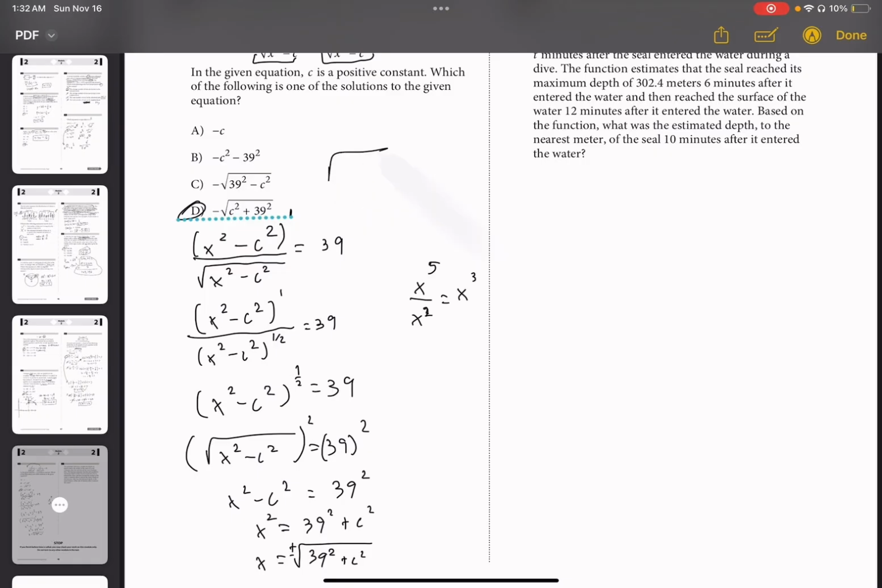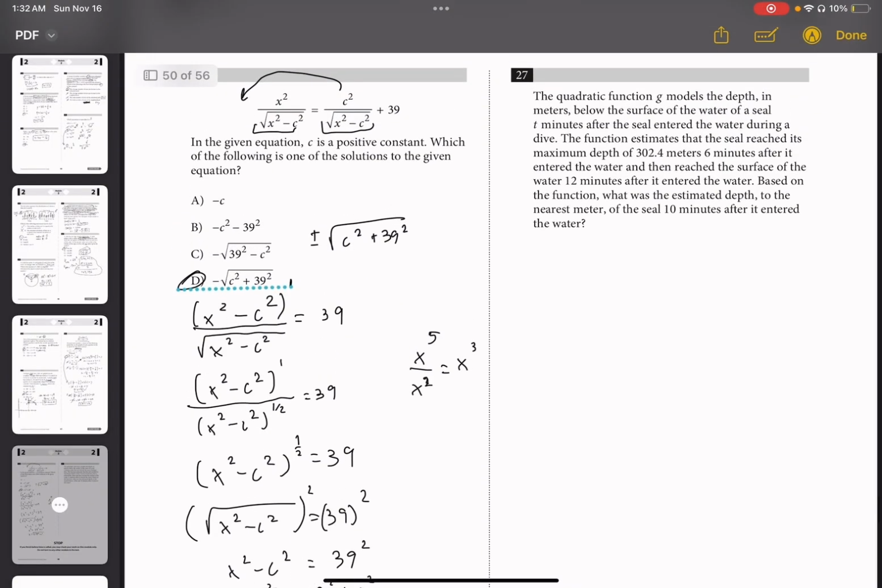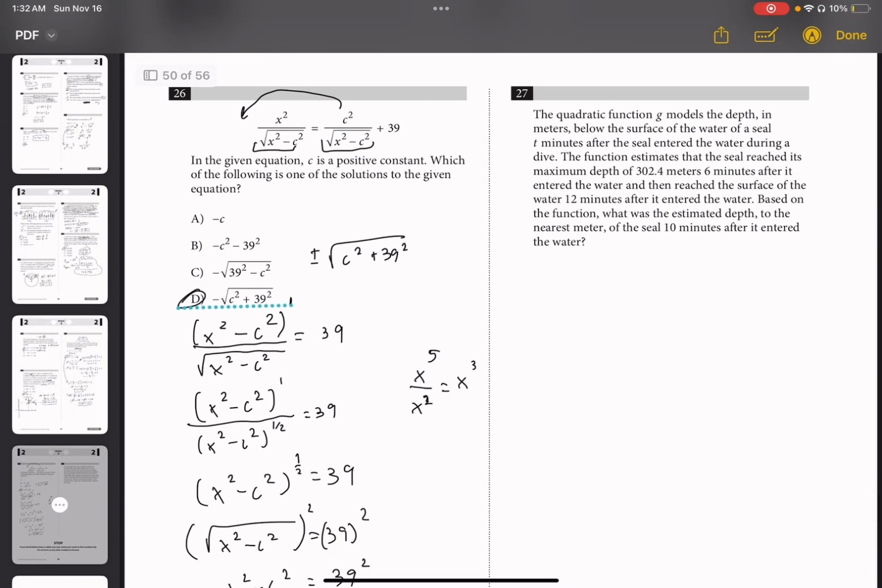If there was an answer choice like the square root of c squared plus 39 squared, that would also be correct. But negative or positive is correct, so D is still a valid answer choice since it does specify one of the solutions. Okay, moving on to our last question, 27.